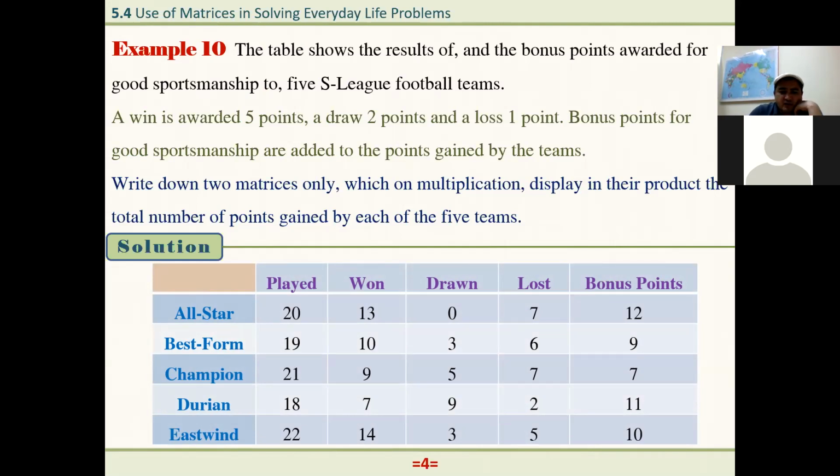But here we are talking about 5 teams: All-Star, Best Form, Champion, Durian, Eastwind. You know durian, right? Have you ever eaten durian? Not really. Have you ever seen a durian? Not in real life. I've seen pictures of it online.